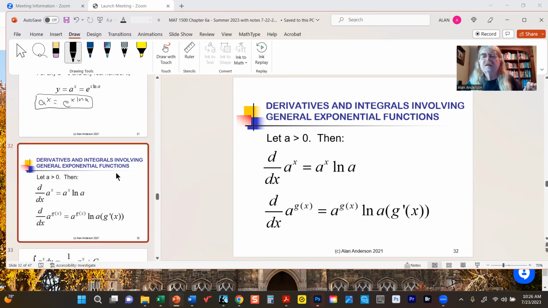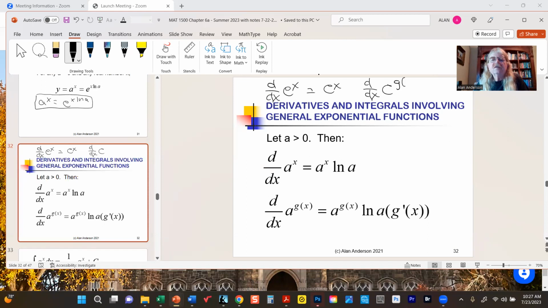Now, the derivative of a to the x, just as a quick reminder, the derivative of e to the x is simply e to the x. Okay. Here, though, we have the derivative of a to the x. We need this extra constant, log a. And as we've already seen a few minutes ago, the derivative of e to the g of x is e to the g of x times g prime of x from the chain rule. And so here we have the same thing, except again, times this log a.